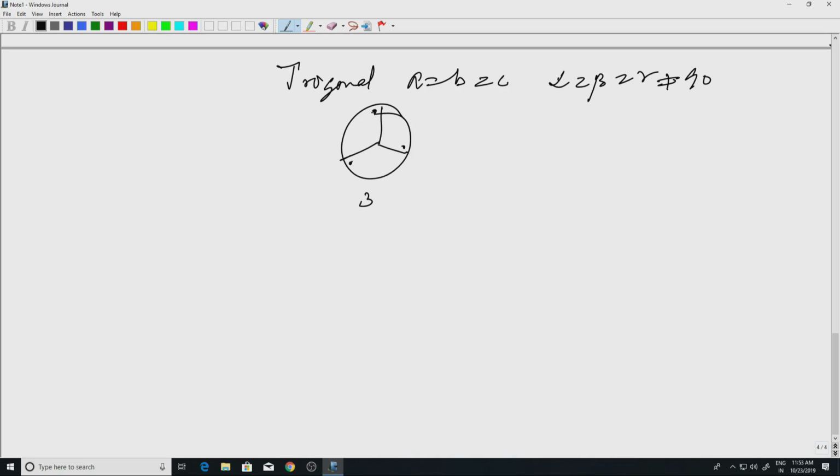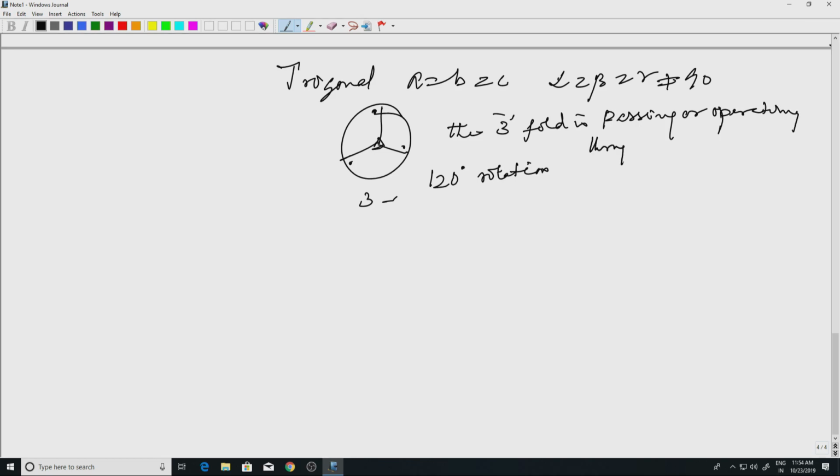That is the threefold passing or operating through the body diagonal.